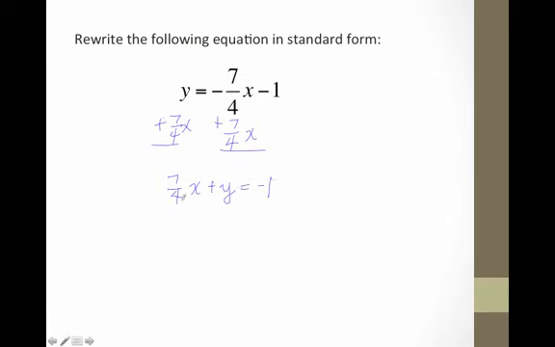All right, but I can't have a denominator. I can't have a fraction. So to clear this fraction, remember I multiply by the common denominator, which is 4. And those are going to cancel out, so I have 7x plus, remember I'm distributing, don't forget this part, 4 times y, 4y equals negative 4. This is now in standard form. 7x plus 4y equals negative 4.